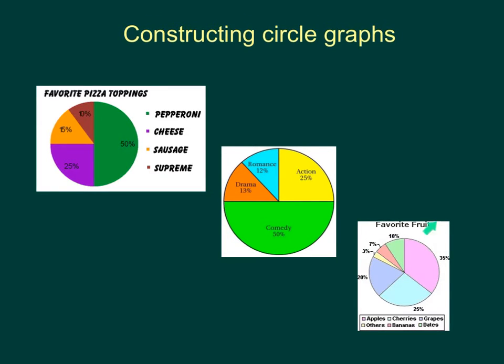The favorite fruit graph down here is an example of a circle graph where the numbers aren't quite as easy to work with. We can see here we have 35% for the apples, 25%, that's not a bad one because that's 1/4 for cherries, but then 20%, which would be 1/5 for grapes, and I get 3%, 7%, 10%. That's more difficult to construct.